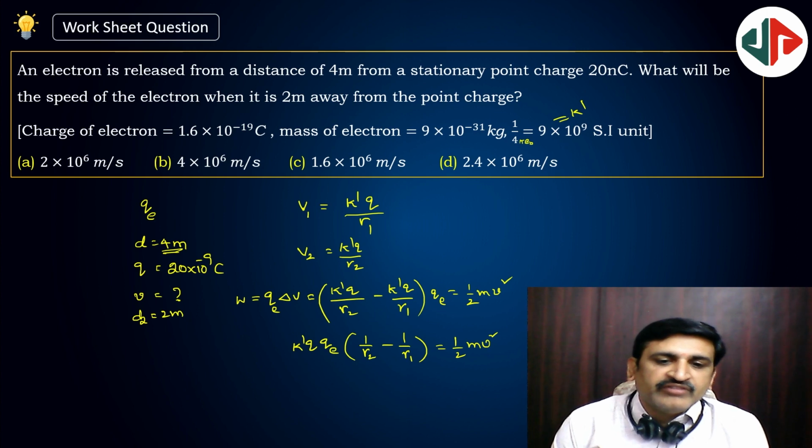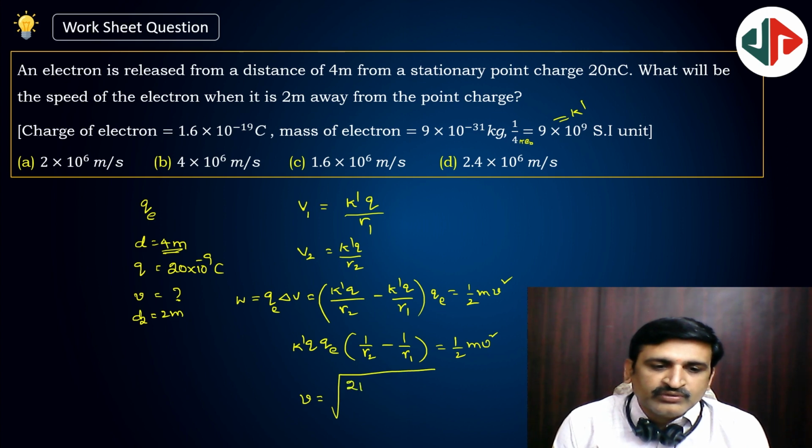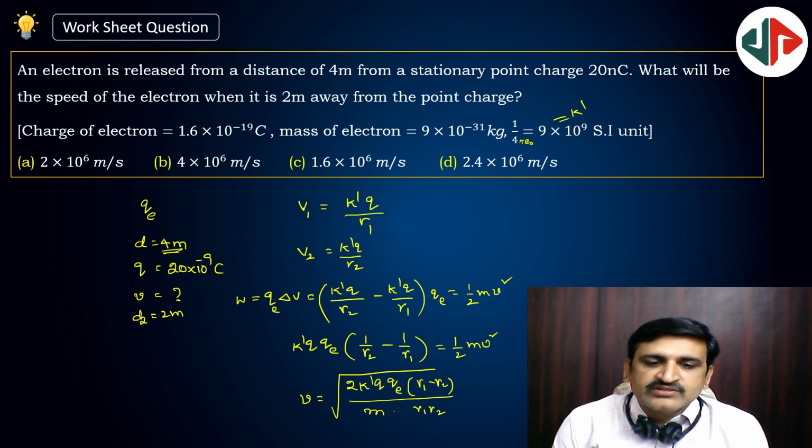So the final expression I'll write: v is equal to root over 2 k dash Q QE into (R1 minus R2) by R1 R2 times m. M is there, R1 R2 is there. So substituting, we will find the answer. A square root of a big expression will come.